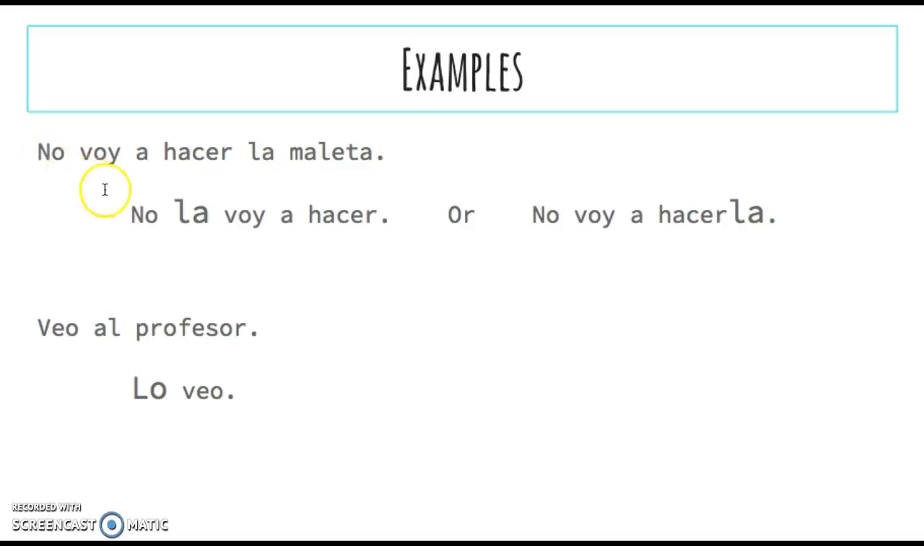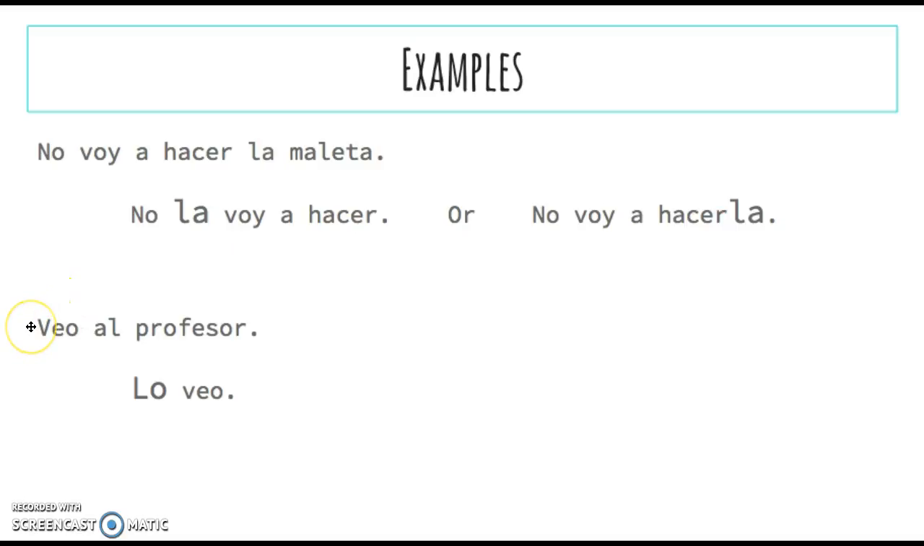So I have two options because I have two verbs, right? Voy is my first verb, hacer is my second verb. So I can have no la voy a hacer or no voy a hacerla. Notice I've attached the la, the direct object pronoun, to the infinitive verb hacer. Since hacerla is really two syllables, we do not need a written accent.